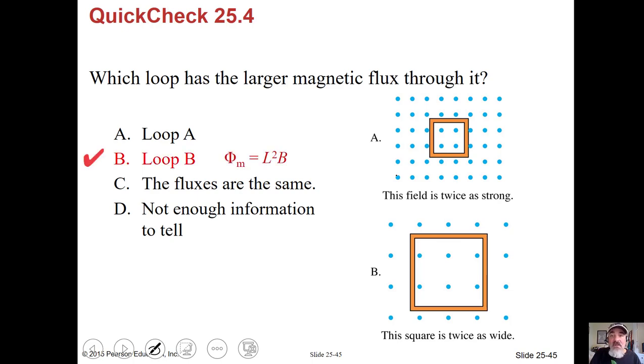So loop B. Remember, it says twice as wide. That means the area is much bigger, right? Just because the side is twice as big, that means the area is 4 times as big. Like, if this is L over 2, this side would be L. So this area would be L squared, and this area would be L squared over 4. So this one has a greater area. Okay? Good. It's not how big the side is, it's how big the area is.